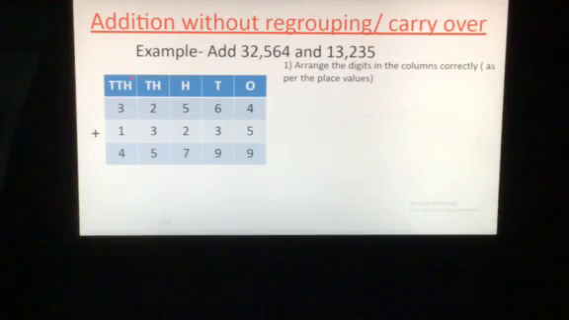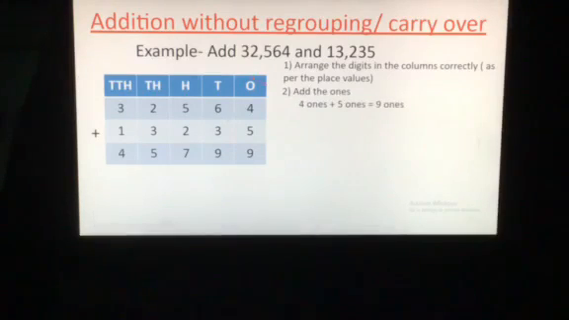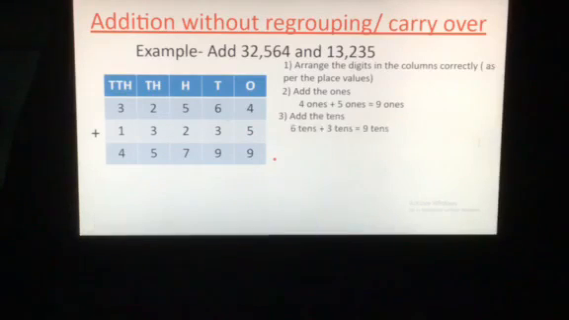That means we add ones first. 4 ones plus 5 ones is equal to 9 ones. So we write 9 in the ones column. Now let's move to the tens column. 6 tens plus 3 tens is equal to 9 tens. So we got 9 over here at the tens column.